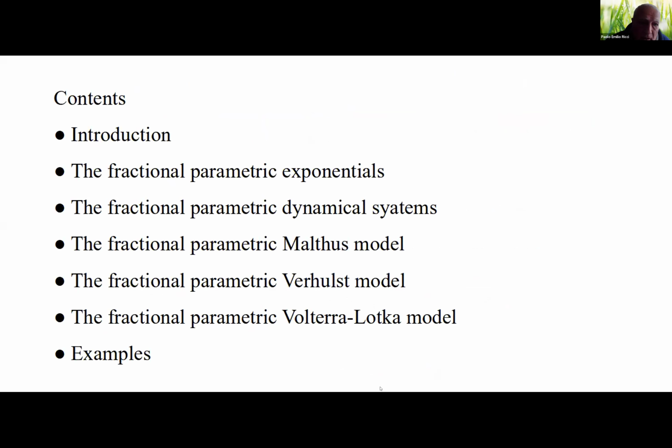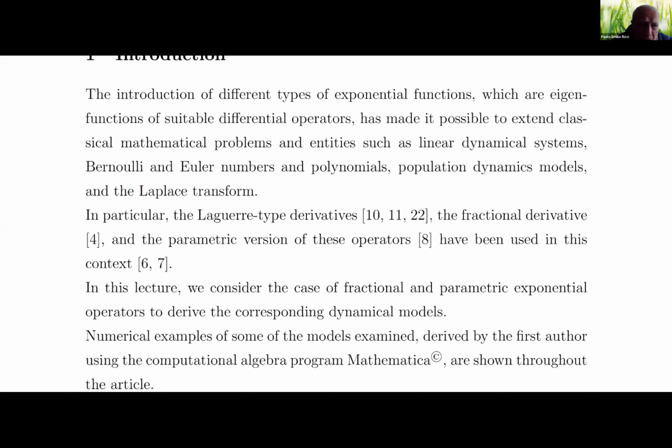The contents of the article are a little bit complicated, so I will try to skip the proofs and some more complicated things. It gives us an idea of the content of the article.